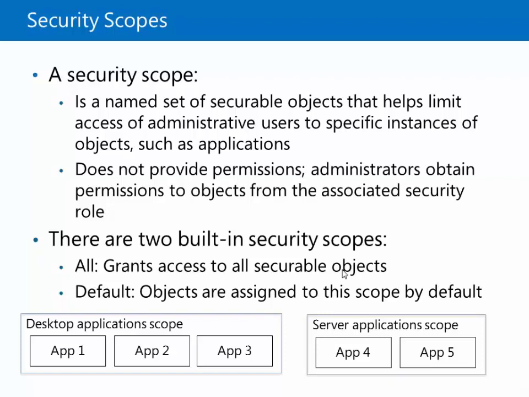They have shown the example like desktop application scope and server application scope. Desktop application scope I have made, and I have linked it to app 1, app 2, app 3. Server application scope I have linked to app 4 and app 5. Whichever user I assign the server application scope, they can only view app 4 and app 5. If I assign the desktop application scope to a user, he can view app 1, app 2 and app 3. Clear?